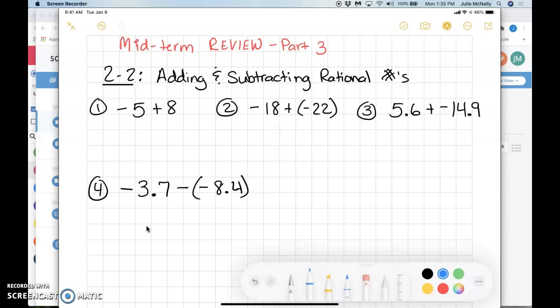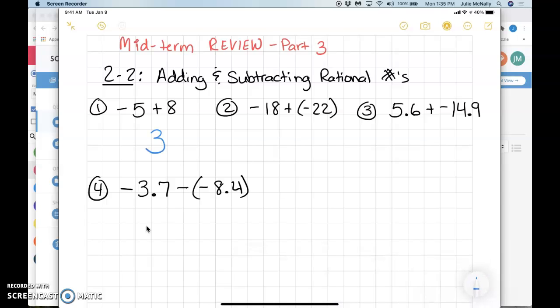Negative 2, 4, 8. Stop guessing. Negative what? Negative 5. It's 3. It's positive 3 because the 8 is bigger and it's positive, so the answer is going to stay positive. All right, how about the next one?